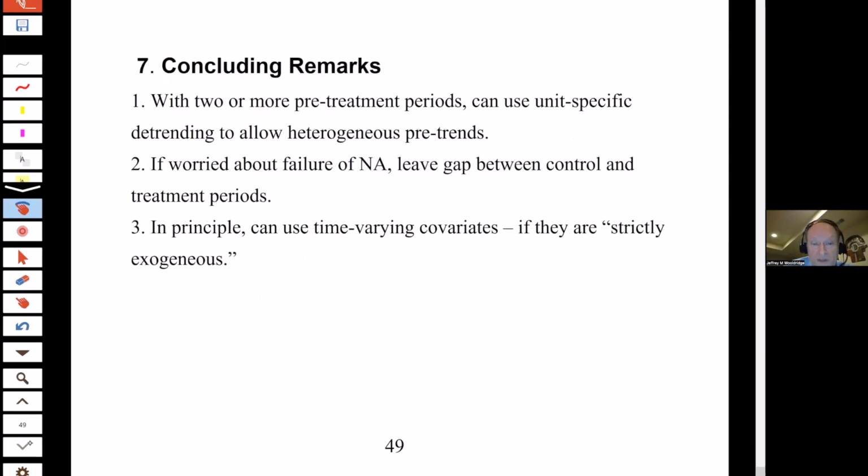So you can use unit specific detrending instead of this de-averaging, if you will. We can leave gaps between the control and treatment periods if we're worried about no anticipation. And in principle, you could include time varying covariates if they're strictly exogenous.